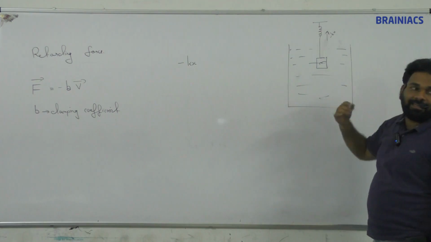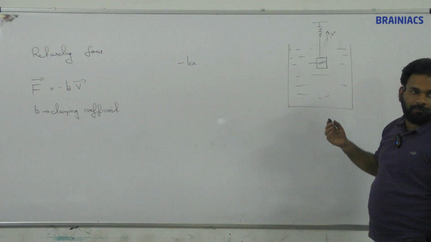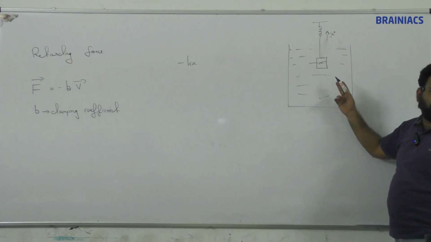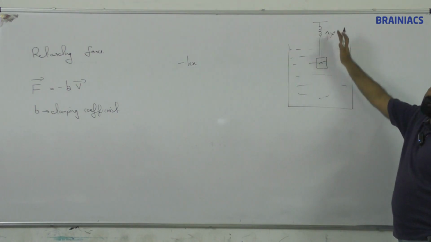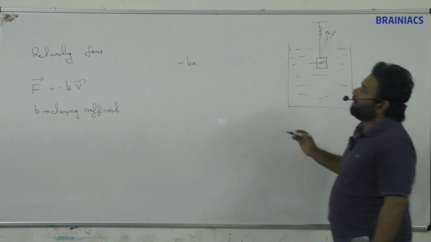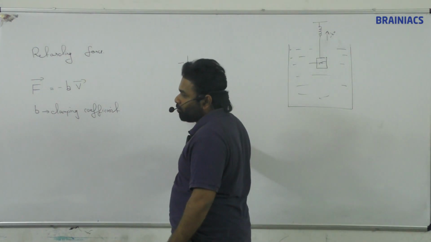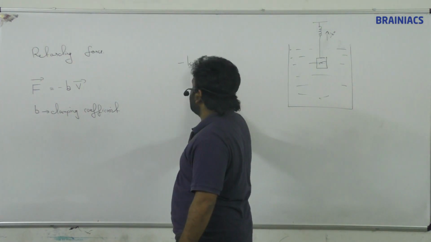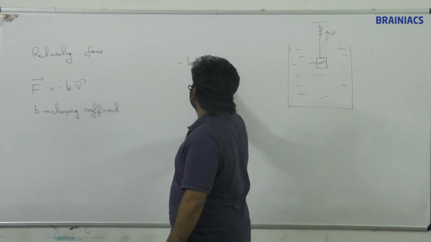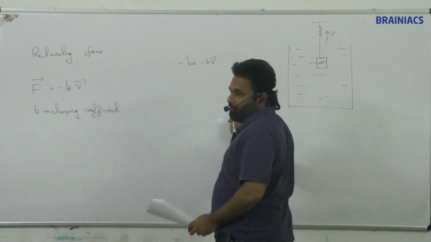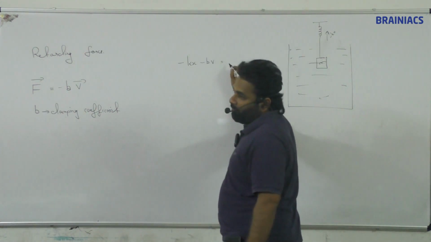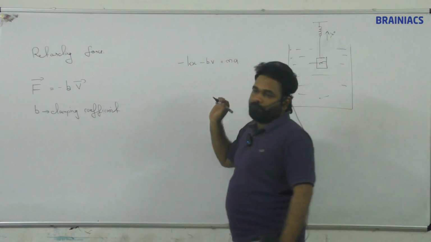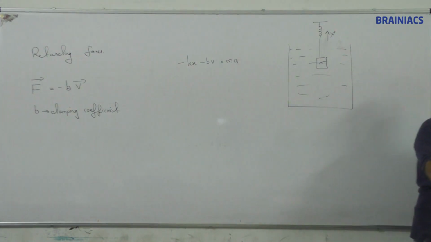This retarding force also will be in which direction? That also will be negative. If we consider the movement in this direction, then the retarding force will be in the upward direction. So I can write minus kx is the restoring force. Along with that, I can write minus bv also. So this is the net force, we can say ma. Correct or what?